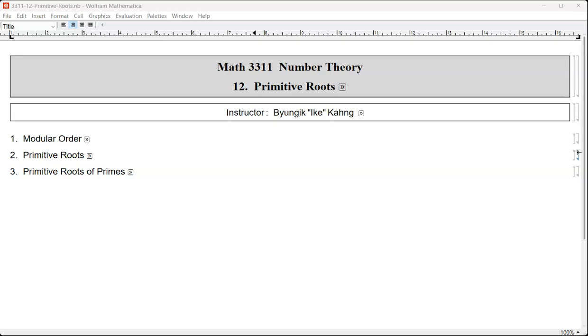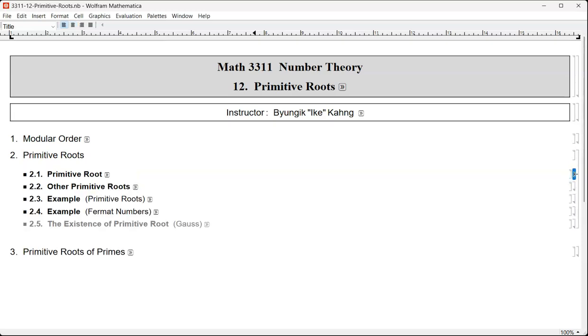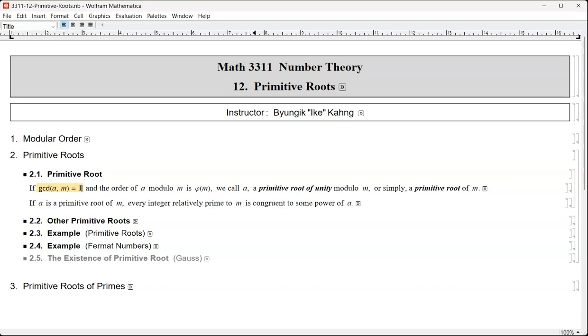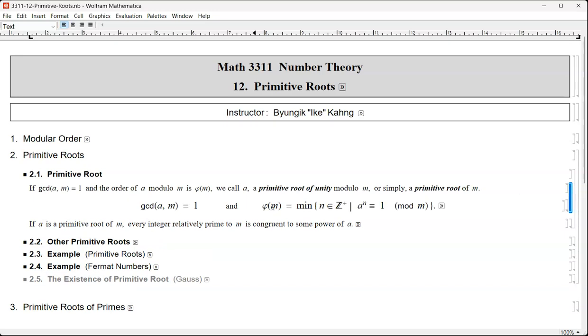Now let's begin section 2, primitive roots. Let A and M be relatively prime as usual. And the order of A modulo M is none other than phi of M, the value of the Euler totient function. Then we call A a primitive root of unity modulo M, or simply a primitive root of M. Symbolically, we can write like this.